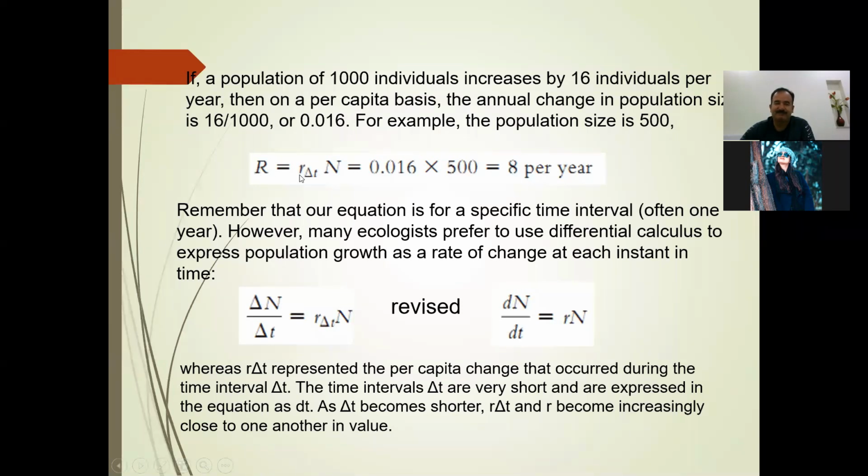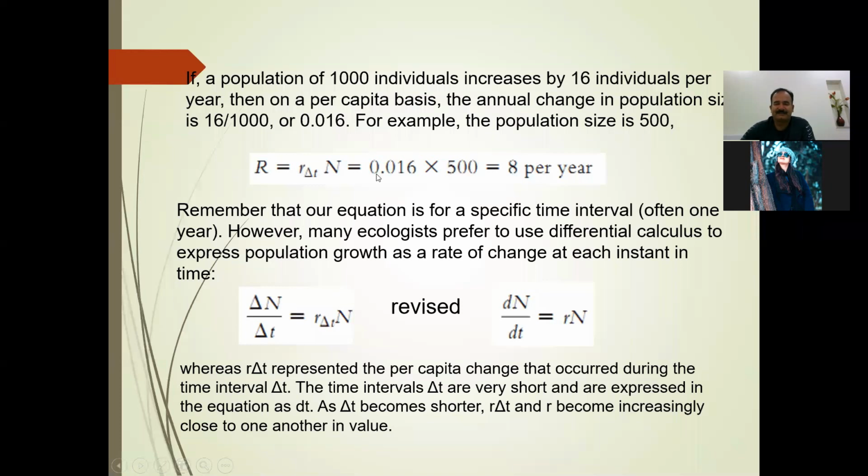It means the rate of change in population, R, stands for change in the population. N means number of individuals. The rate of change for the population is 0.016, which we have already discussed in this example. Then we multiply this with the population of 500. It means 8 individuals per year. Let me explain this again. R stands for change in population, R delta T, change over time, and N stands for total individuals of the population at that time.